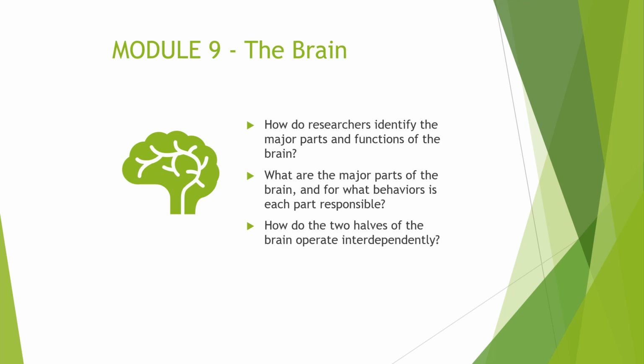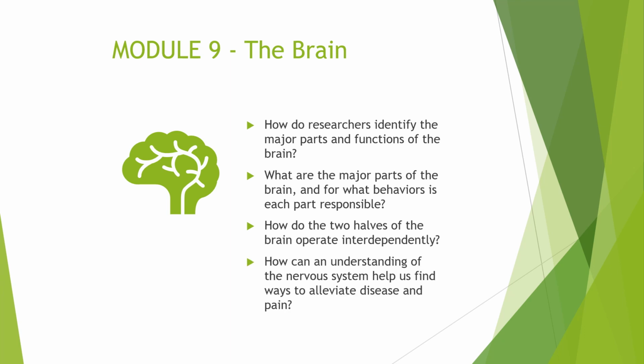The third question, how do the 2 halves of the brain operate independently? Your brain is separated into 2 hemispheres, the left hemisphere and the right hemisphere. And each hemisphere is in control of various behaviors. And then the fourth and final question is, how can an understanding of the nervous system help us find ways to alleviate both disease and pain?